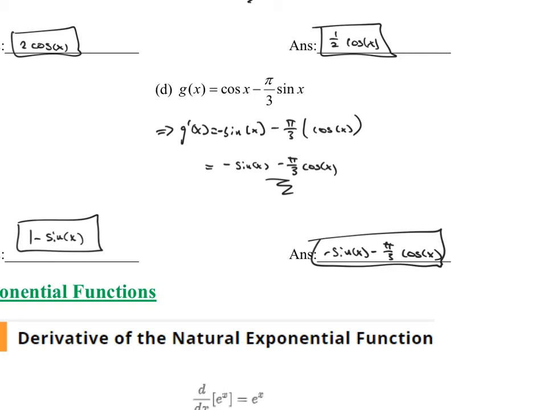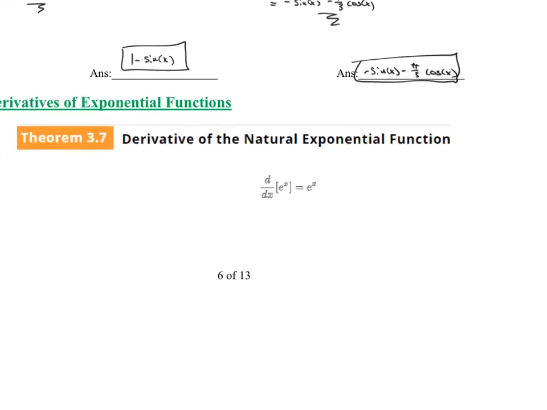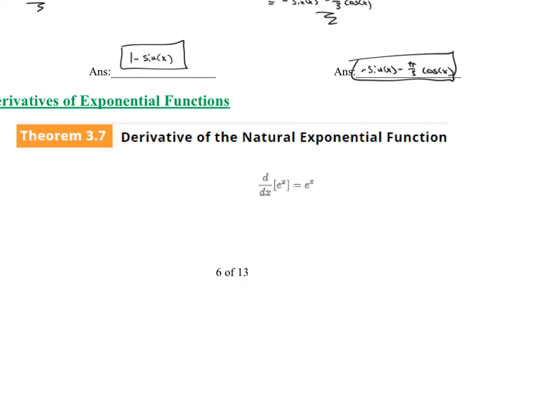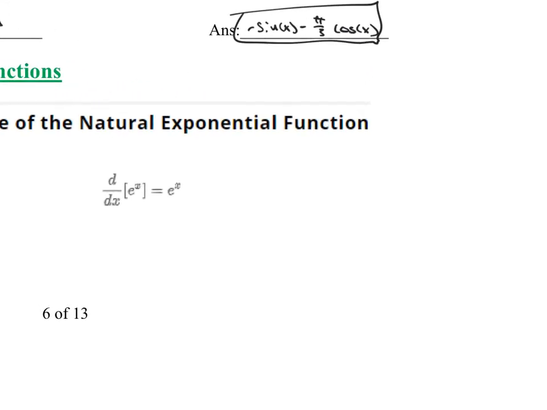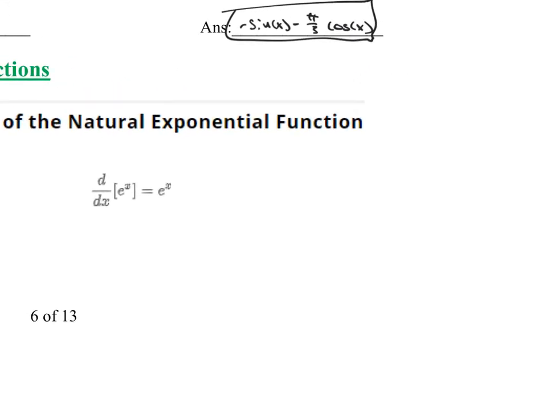Okay, let's move on to probably my favorite function to find the derivative of, and this is the derivative of e to the x, and it says the answer right there for us. It says the derivative of e to the x is e to the x.